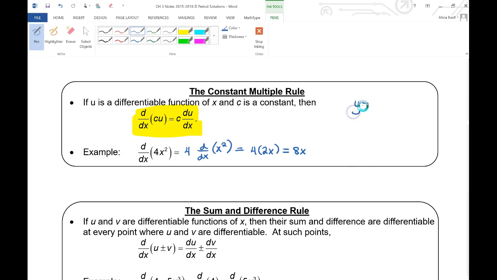Exactly. So let's say I gave you 6x to the 8th. What would y prime be? 6 times 8, so that'll be 48x to the 7th. Okay? So now we can deal with these really large exponents in a much easier way.